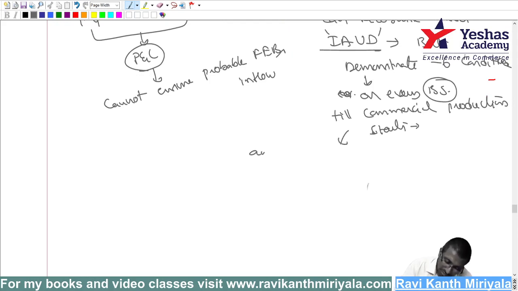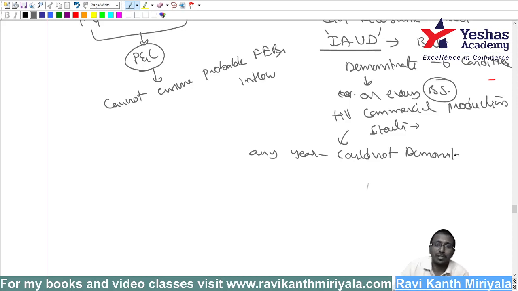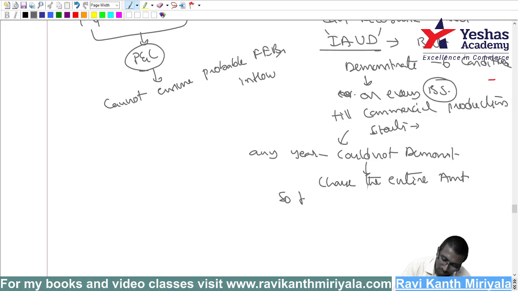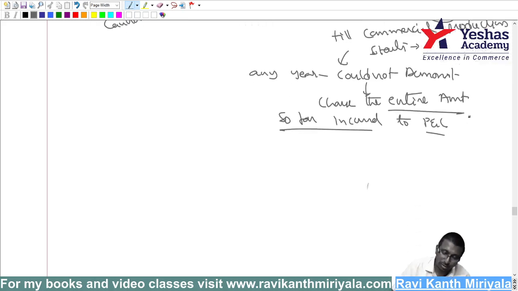Suppose in any year, in the middle, we could not demonstrate. Then what are you supposed to do? Charge the entire amount so far incurred. So far incurred means not just the current year; current year, last year, all of it, from the date of starting of development till date. Charge the entire amount so far incurred to P&L. That's it. Next, one more important point here.